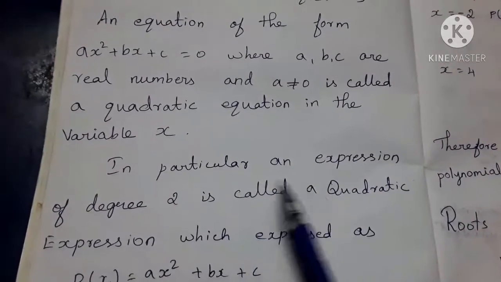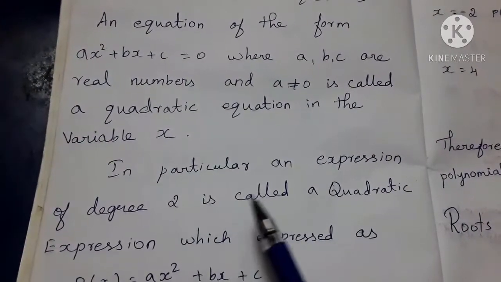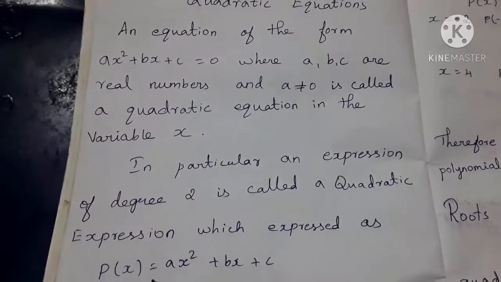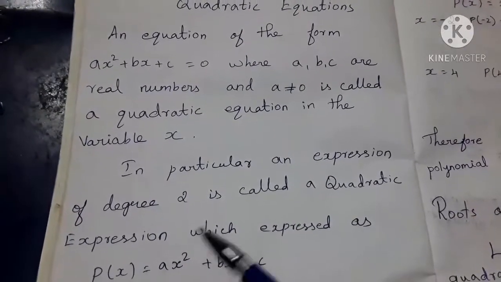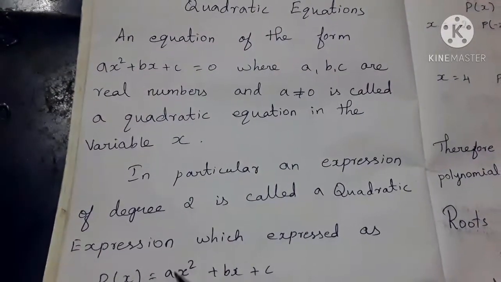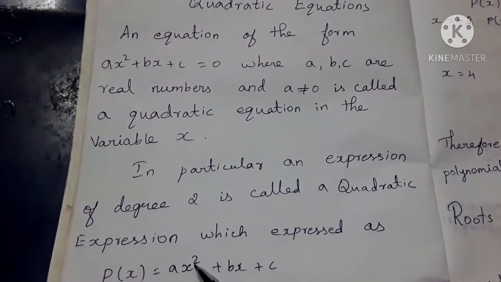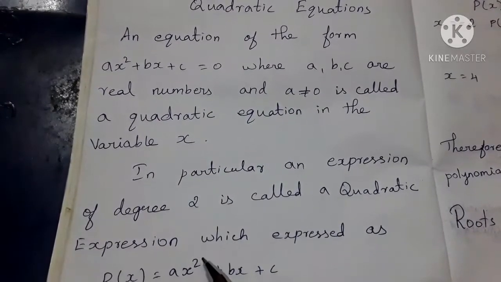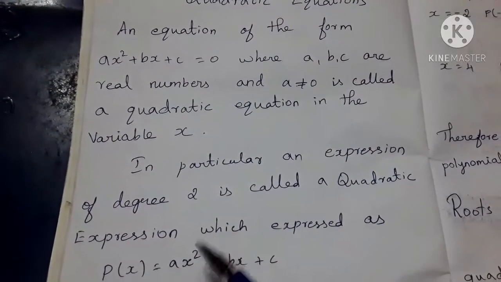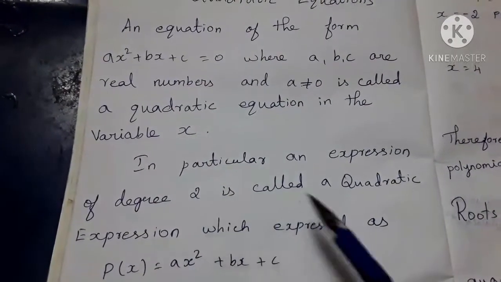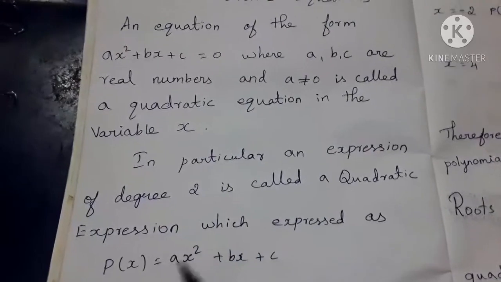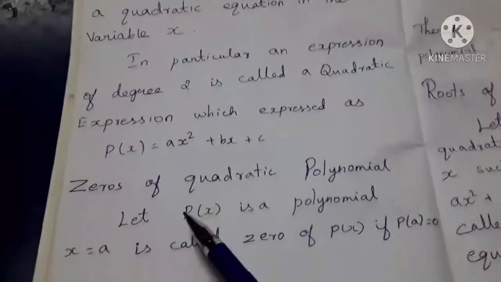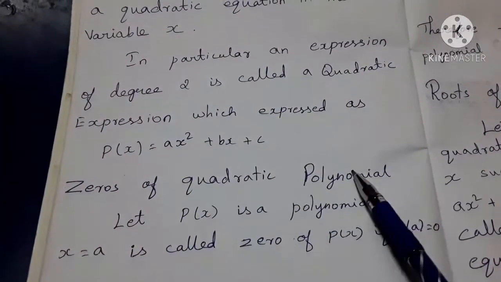So in particular, an expression of degree 2 is called a quadratic expression. The quadratic expression has degree only 2, not more than 2. If it is degree 3, for example ax cubed, it is not a quadratic equation. So an expression of degree 2 is called a quadratic expression, expressed as ax squared plus bx plus c.